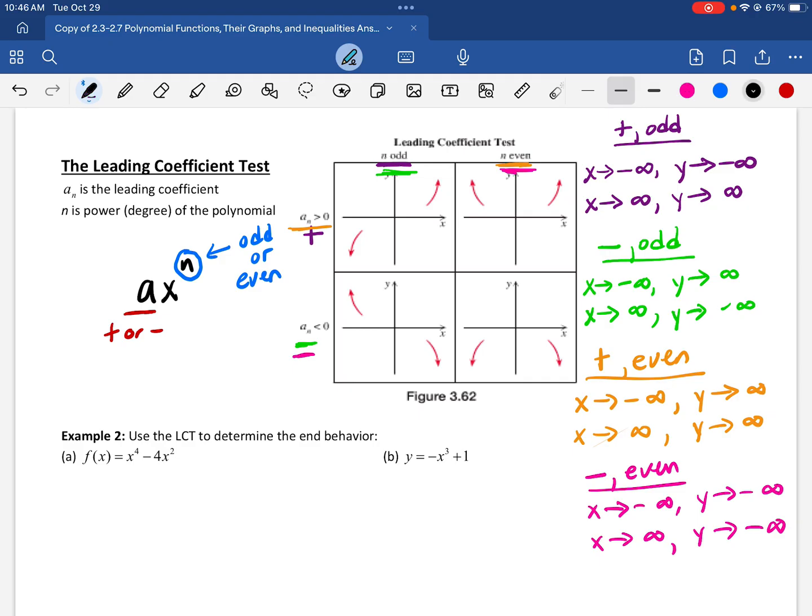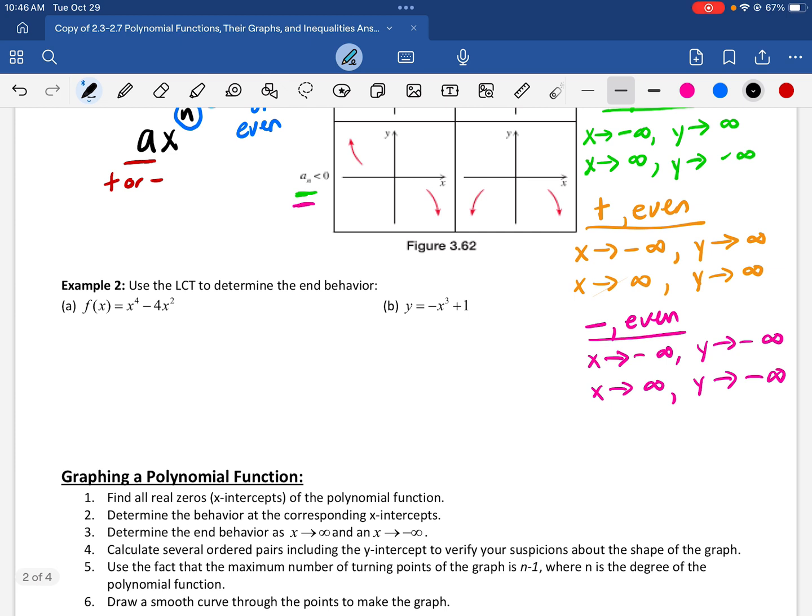Depending on whether the number in front is positive or negative, and whether that degree is an even or an odd number. All right, so let's take a look here at example 2. We've got A and B, deciding what their end behavior is going to be. So I'm looking at these two terms in letter A. The highest or the biggest exponent I see there is the one that's x to the 4th. The number in front is understood to be 1, which is a positive number. Then if I look at the 4, 4 is even.